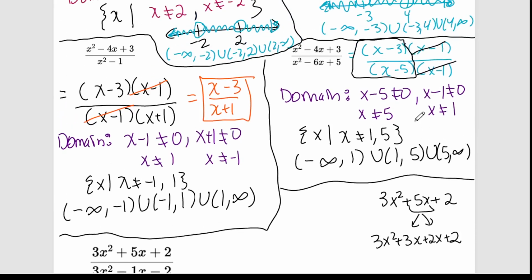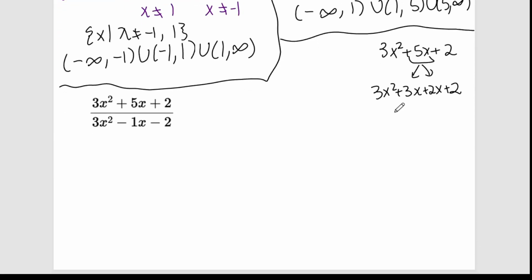So notice before, the question was the other way around. We wanted to multiply to 5, add to negative 6. Here, because we did 3 times 2, we're going to multiply to 6 and add to the middle, which is 5. Then we're going to find our greatest common factor of each group.